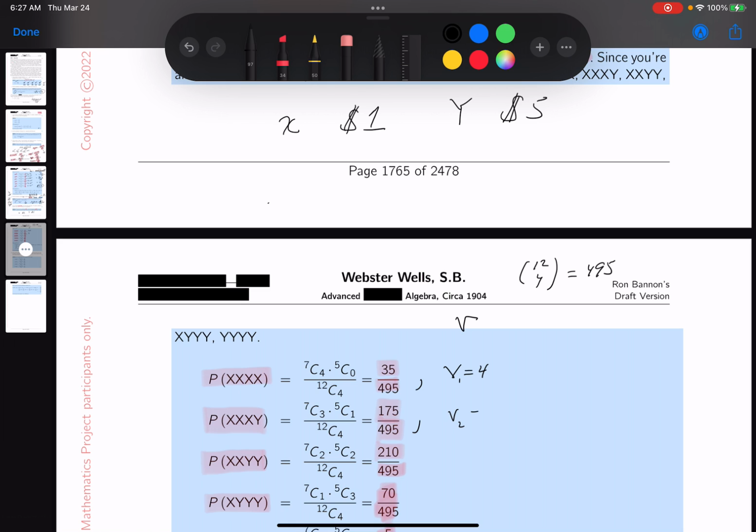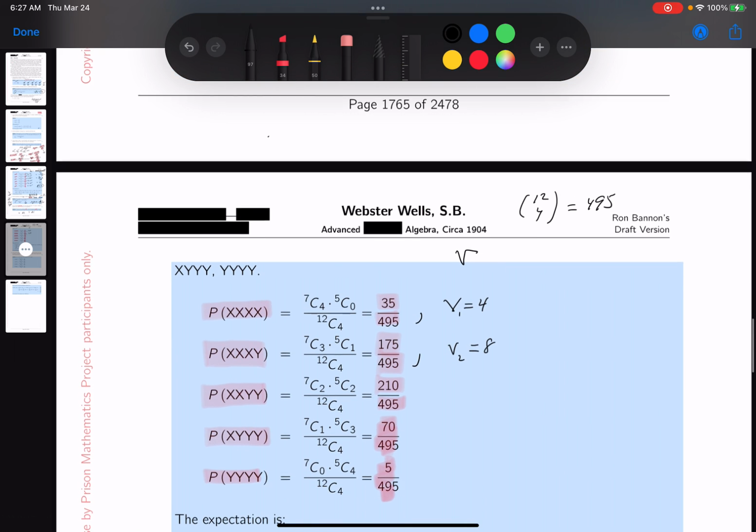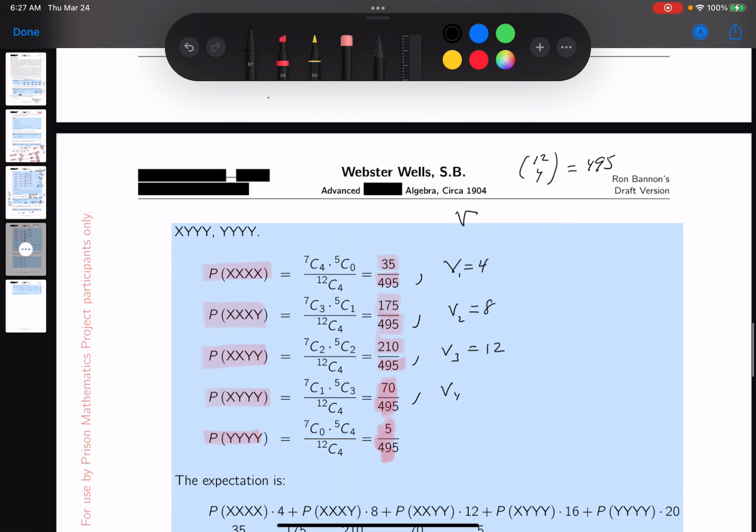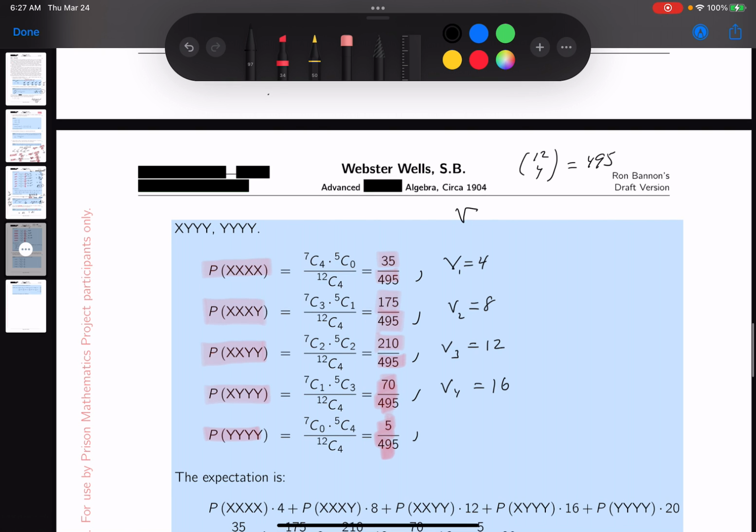What's the value of the second outcome? Well, it's going to be 3 plus 5, which is $8. What's the value of this outcome? Well, 2 and 10, $12. What's the value of this outcome? Well, 1 and 15, which is going to be 16. What's the value of this outcome? 20. All right, so let's write this down. The value total, I'm sorry, the expectation now.